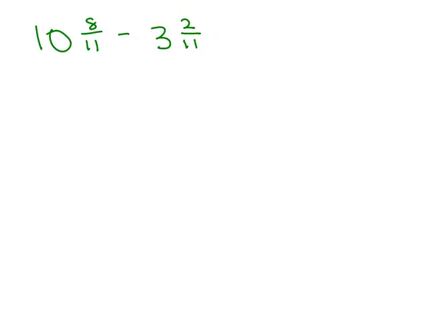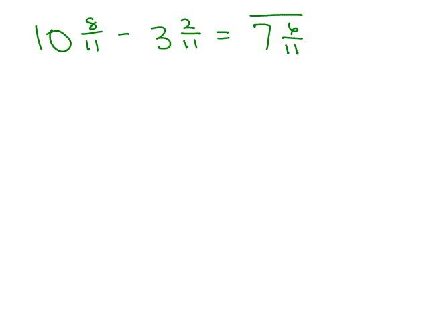In this case, the 8/11 minus 2/11, I don't really have a problem. So if you've got a common denominator and it's easy to subtract the fractions, we won't get any negative numbers, then you can go ahead and just subtract the whole numbers. 10 minus 3 is 7. And then subtract the fractions. 8/11 minus 2/11 is 6/11.